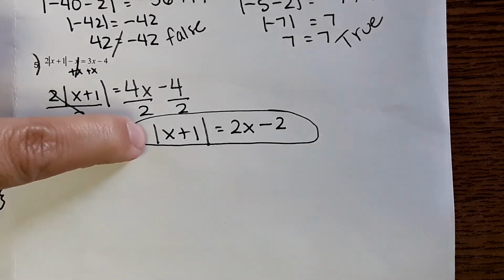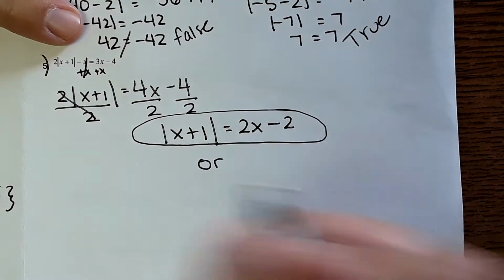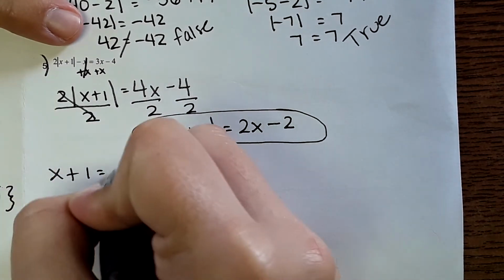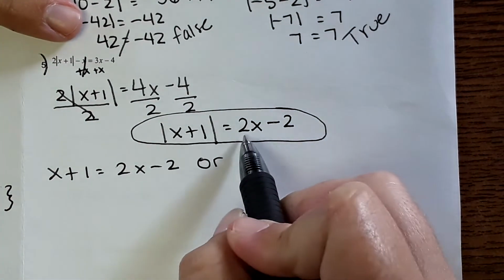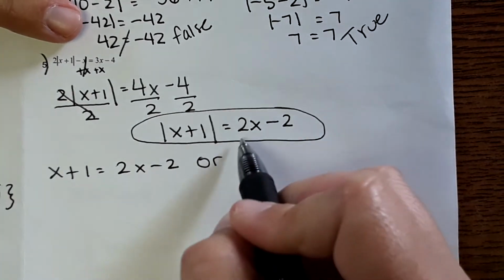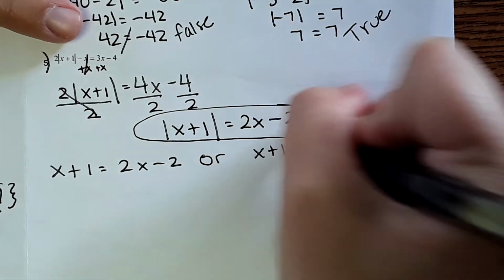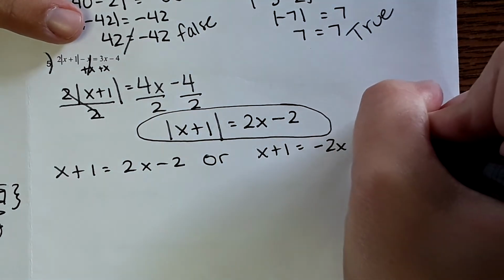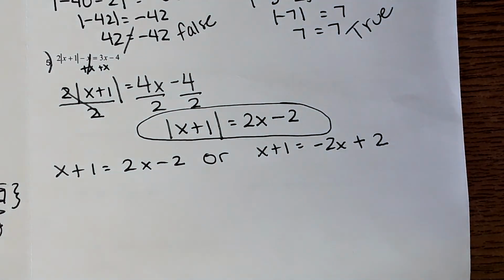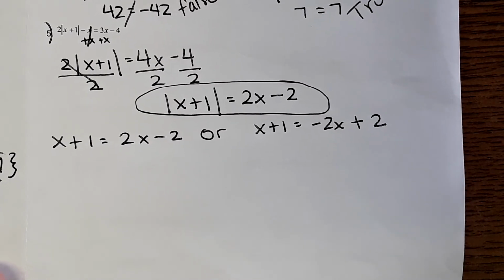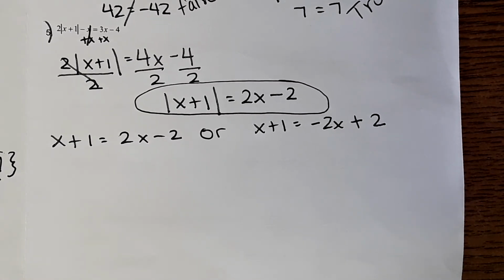Now that I have the absolute value by itself, I'm going to do the either-or. So it'll be x plus 1 equals 2x minus 2. And then multiply all this by a -1 would be x plus 1 equals -2x plus 2. Then from here, go ahead and solve for x.